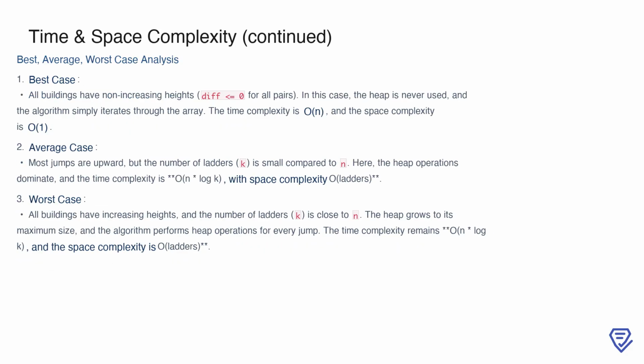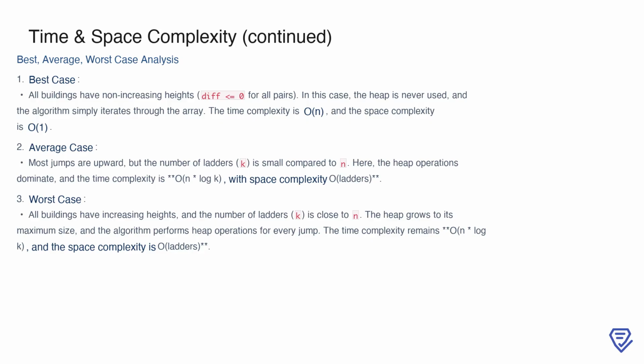Examining the best, average, and worst cases provides further insight into the algorithm's behavior. In the best case, where all buildings have non-increasing heights, no upward jumps occur, so the heap remains unused. Here, the algorithm simply iterates through the array, with a time complexity of O(n) and a space complexity of O(1). In the average case, most jumps are upward, but the number of ladders is small compared to the total number of buildings. This causes the heap operations to dominate, leading to a time complexity of O(n log k) and a space complexity of O(ladders).